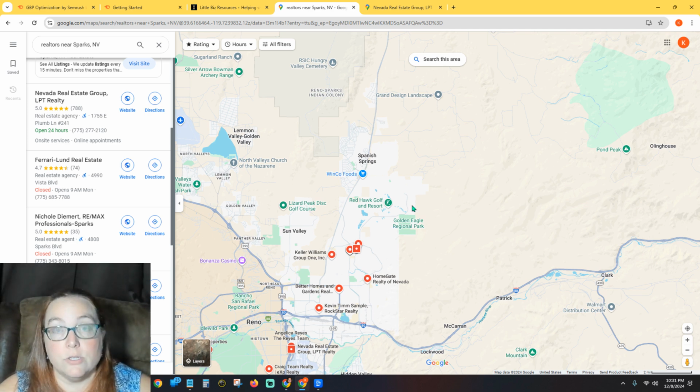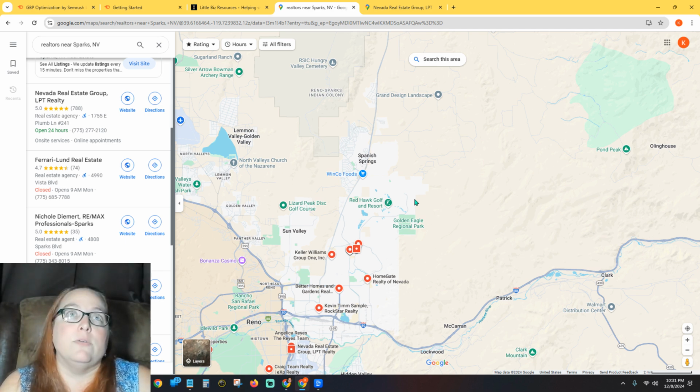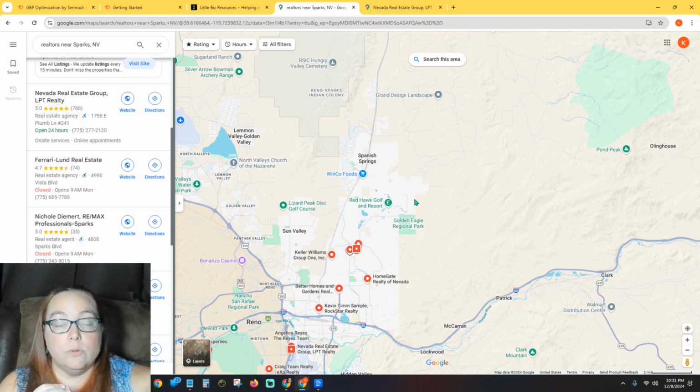Now, one thing to understand about searches, when you're doing the search yourself, this will vary. I'm on desktop. For whatever reason, well, for laws that have changed over the years, the IP address does not specify a specific location. So Google can only get so specific; it knows I'm generally in this area.